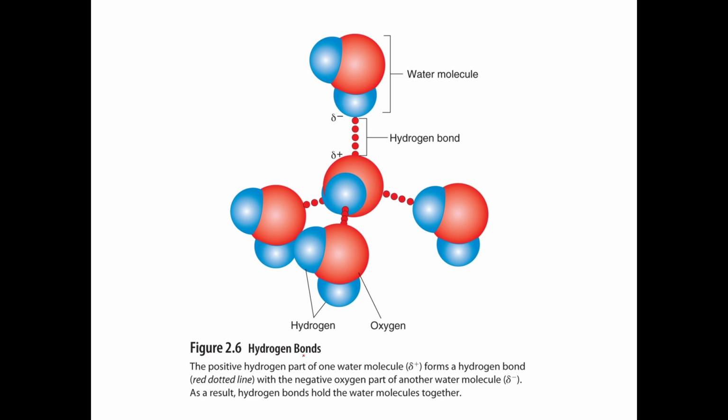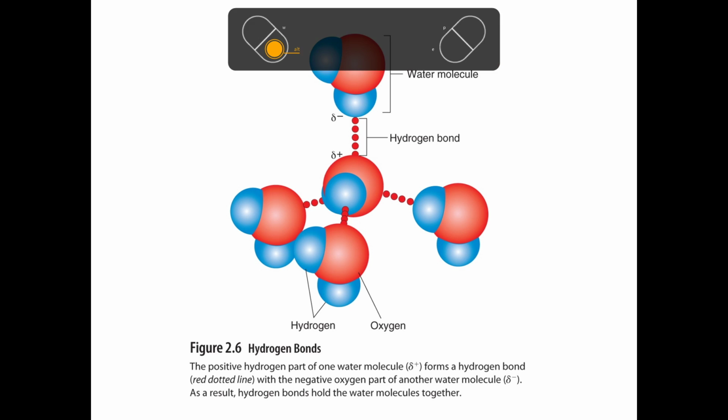Let me demonstrate. But if you want, I will draw it again. Let's draw water. We have one atom of oxygen and two atoms of hydrogen. We have a lone pair here on oxygen. This part of the molecule is negatively charged, while this part of the molecule is positively charged.